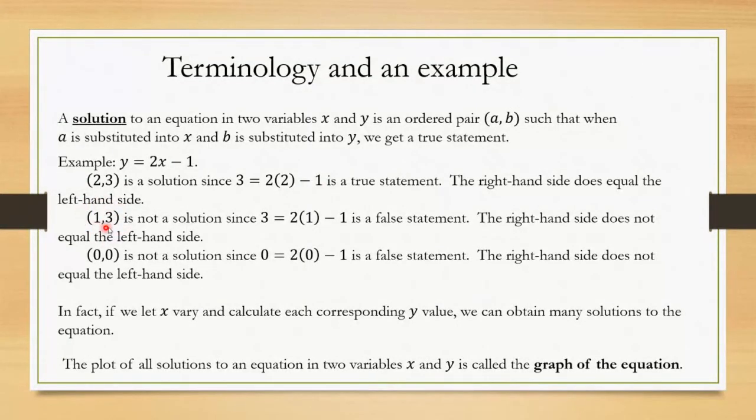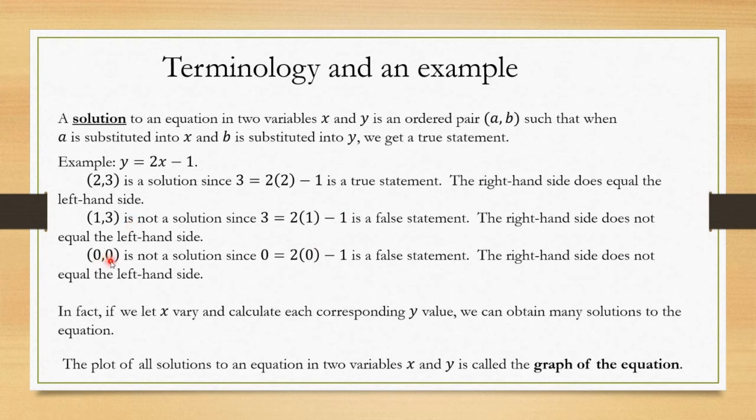For 1, 3, okay, here, this is not going to be a solution. Now, how do I know that? Well, if I replace x by 1 and y by 3 in this equation, I'm going to get 3 equals 2 times 1 minus 1. That's a false statement, though, right? Because this is saying 3 is equal to 1, which is not true. So this is not a true statement. Hence, this is not a solution.